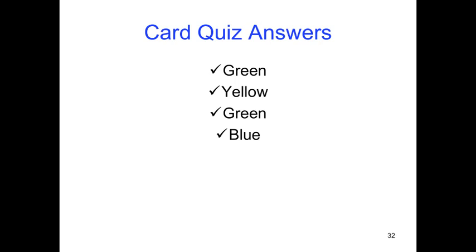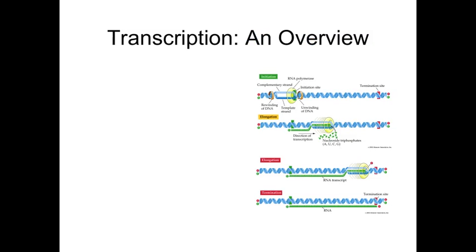Here are the answers to your card quiz. If you got all of those correct, you're well on your way to a good understanding. Now would be a great time to spend some time diagramming the process of RNA transcription. What happens during initiation? What happens during elongation? And what happens during termination? Perhaps this simple overview image is a good guide for you to consider as you try to put together your diagram.